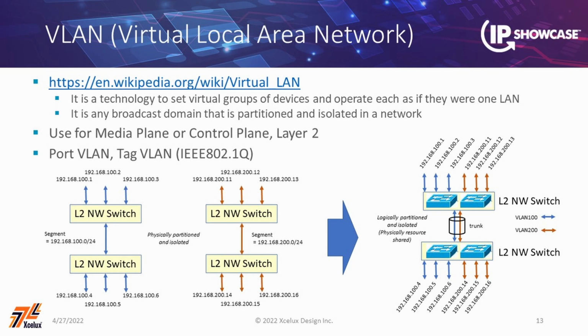The diagram is very simple to explain the VLAN. If you have completely different networks, one and two, if you use a VLAN, you can combine and integrate the switches. But the left side and the right side are completely separated logically, not physically. Physically it's the same, but logically it's completely separated.